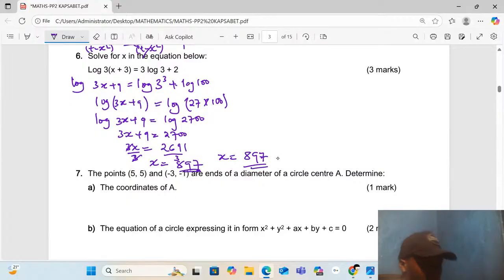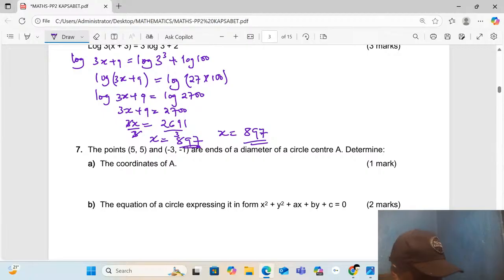897. So that is the value of x as per this question. Then we move to the next question, question number 7. The points (5, 5) and (-3, -1) are ends of a diameter of a circle A. They're asking you to find the coordinates of A.